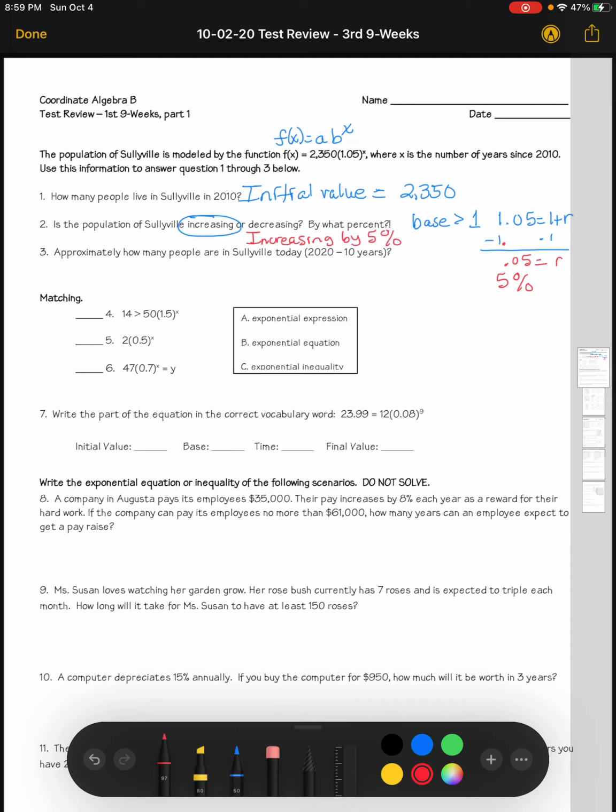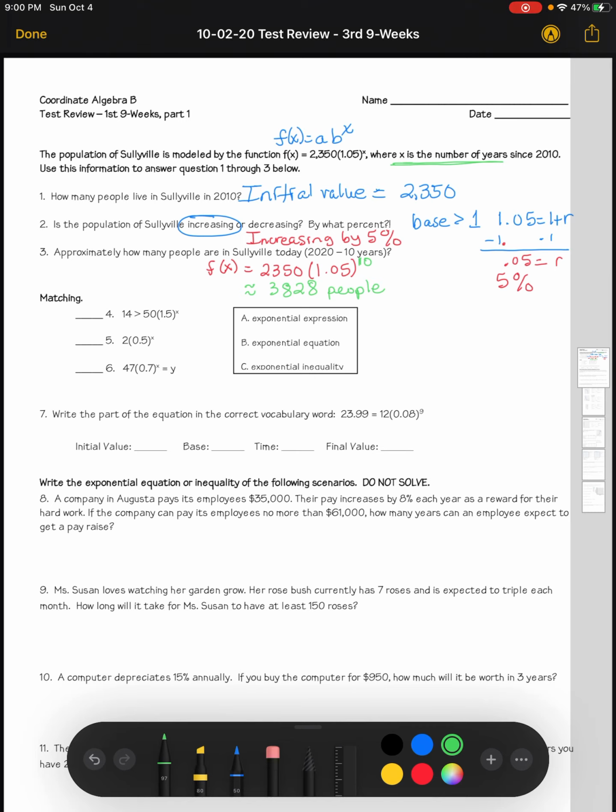Approximately how many people are in Sellersville today? Today, 2020, is 10 years from 2010, so how many people will be in Sellersville? We take our function, f of x is equal to 2,350 times 1.05 to the x. They told us x is the number of years, so we'll replace the x with 10. We'll put that into our calculator, and it would be approximately 3,828 people. We have to round it off to the nearest whole number.